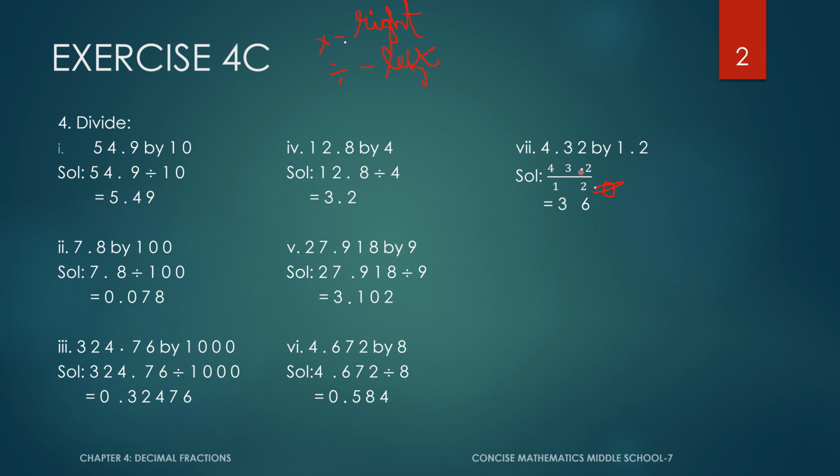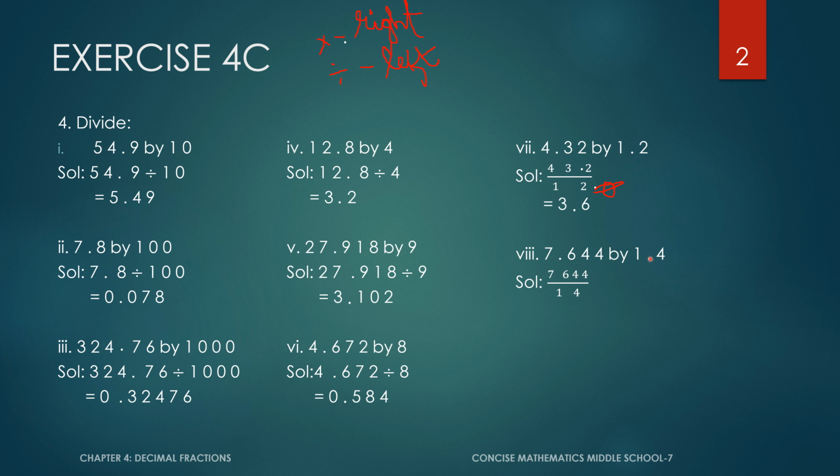Now after the point, how many numbers are over here? One number. So consider a point over here and move it 1 point. So 3.6 will be the answer. That's it. It's very simple, children, but you need to practice it. Just take a pencil and repeatedly practice it again and again so that you become perfect.